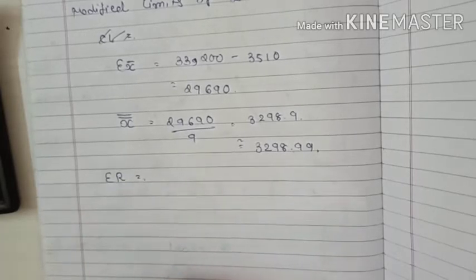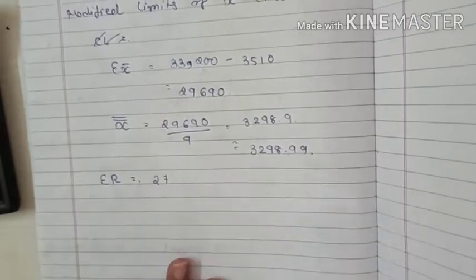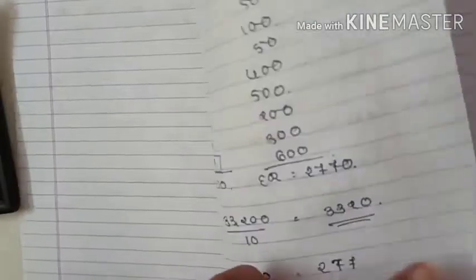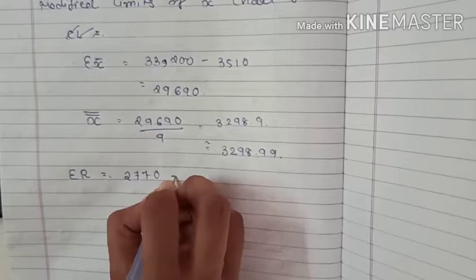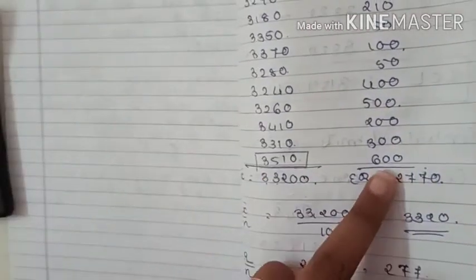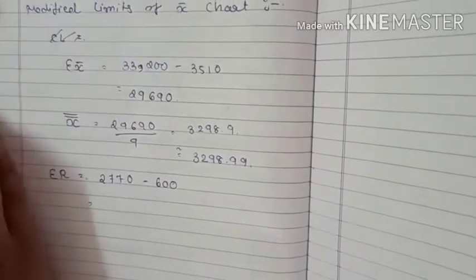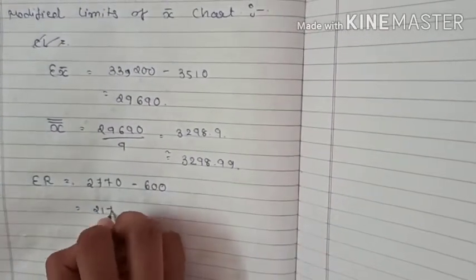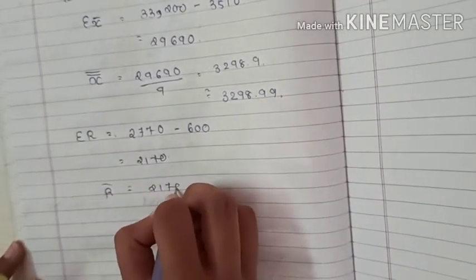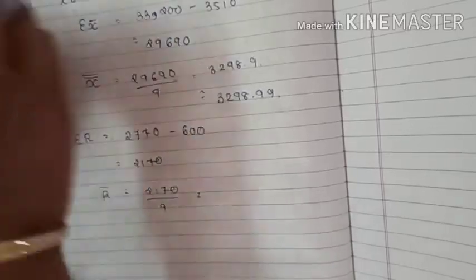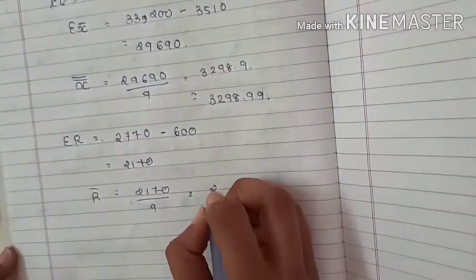Now for sigma R. At the sigma R, obviously at point number 10, there is an out of control. So total of the sigma R is 2770 minus the value of the 10th point, which is 600. So we get 2170. So R bar is equal to 2170 upon 9. It will come to 241.1.